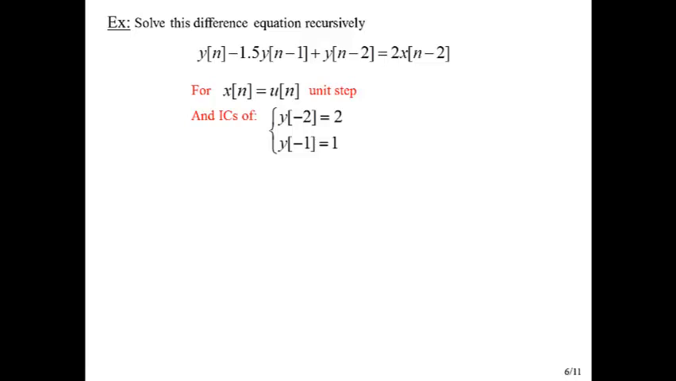You could start with 0 initial conditions, just like with a differential equation. Notice that we have a second order difference equation and we need 2 initial conditions. If we had an nth order difference equation, we would need n initial conditions, and you should be able to see why that is. We're swinging 2 past values over onto the other side. When we solve for our current value, we need to know 2 past values. This is our first set of 2 past values.